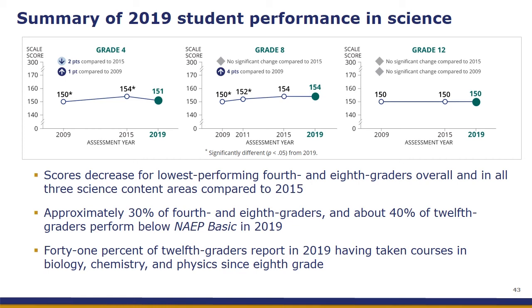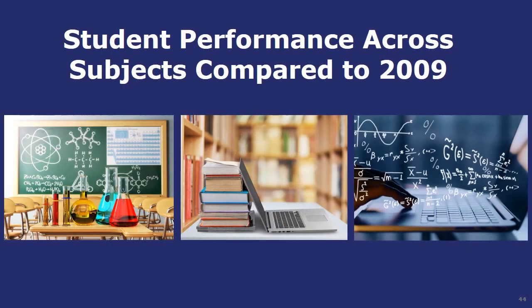27% of students at grade 4, 33% at grade 8, and 41% at grade 12 did not reach the NAEP basic achievement level. And 41% of 12th graders reported taking biology, chemistry, and physics. So we thought it might be interesting to take a look at patterns in the percentile findings across all 3 subjects. By that I mean science, reading, and mathematics over the past 10 years.